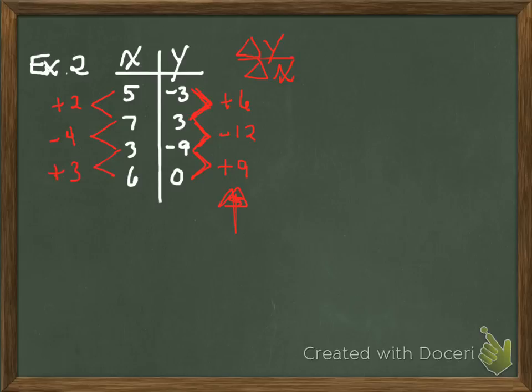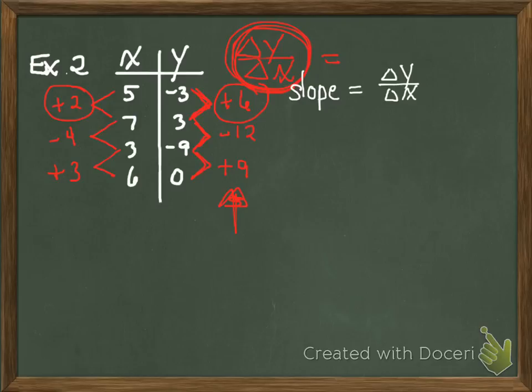Now, if we're going to make a comparison of the change in y compared to the change in x, I'm going to take a look at how those values are compared to each other. So I'm going to continue like this. Looking at the slope as delta y over delta x, the change in y over the change in x, I'm going to write down each one of these changes 3 separate times. So 6 compared to a 2, -12 compared to a -4, and 9 compared to a 3.